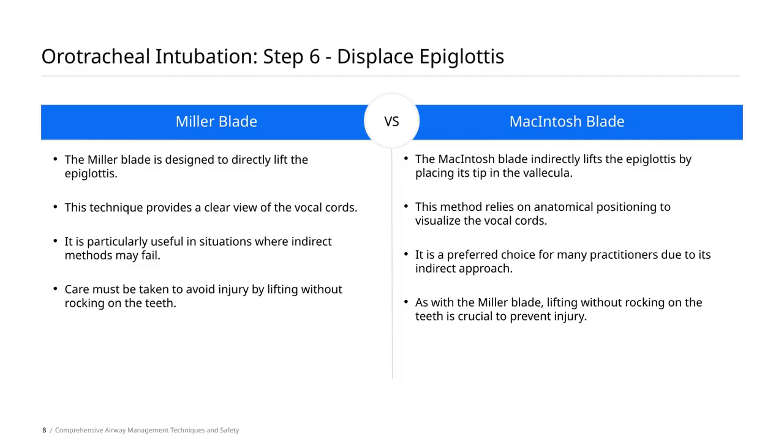So the key takeaway is that the Macintosh blade relies on anatomical positioning for indirect visualization, making it a popular choice, while the Miller blade provides a direct lift, which can be very useful in challenging situations. Both techniques require gentle handling to ensure safety and effectiveness.